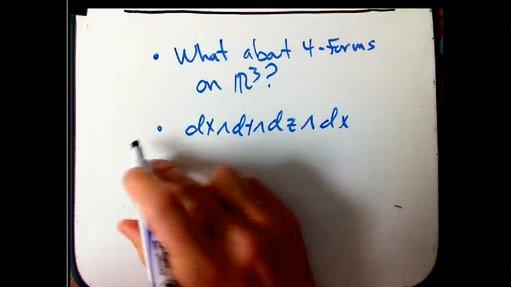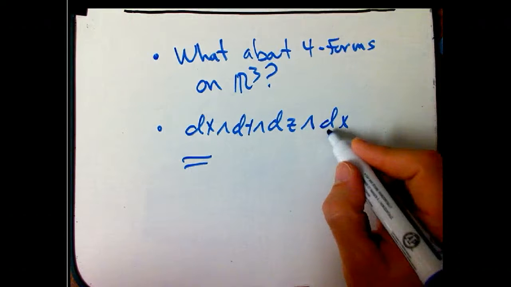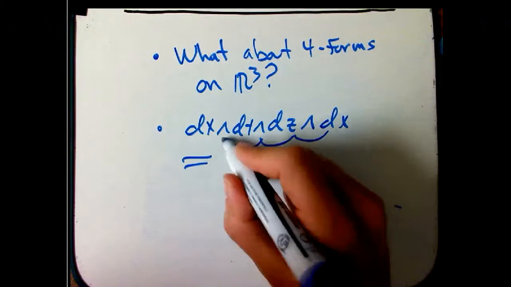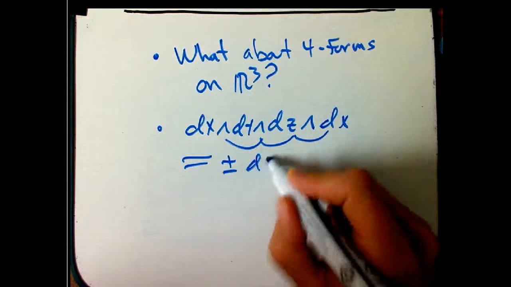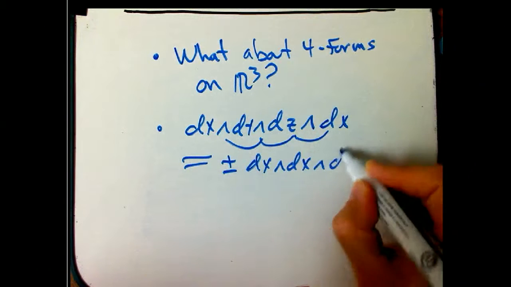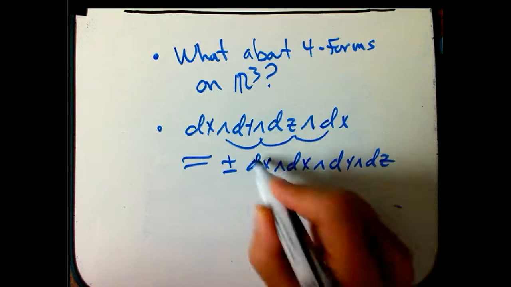Uh-oh. The problem is that that's equal to, I can swap these guys, then swap it here, then swap it here. It's plus or minus, I don't care. dx wedge dx wedge dy wedge dz, but that's 0.